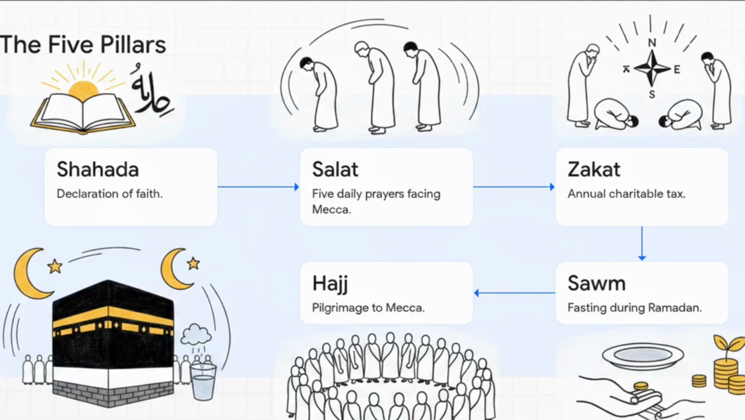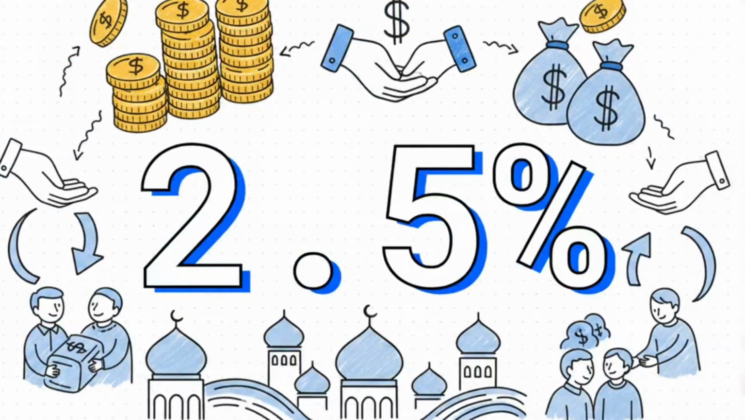During Hajj, millions stand shoulder to shoulder in identical white garments, signifying absolute human equality. But what really stands out from an economic perspective is this precise mandate of 2.5%.